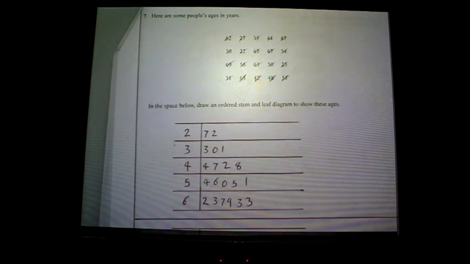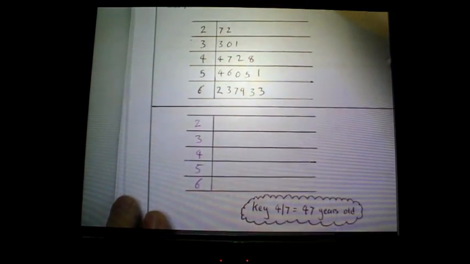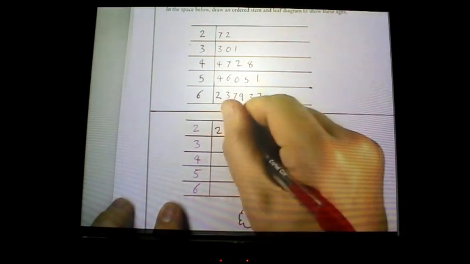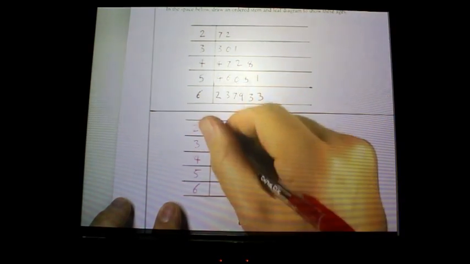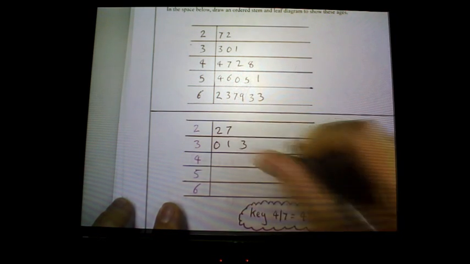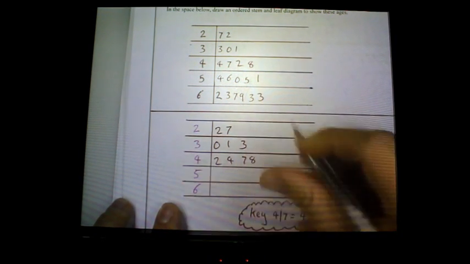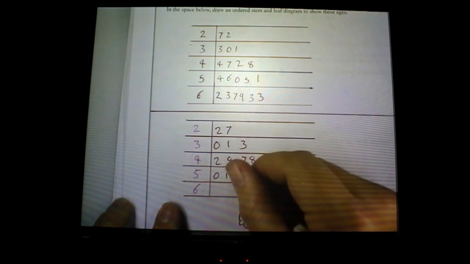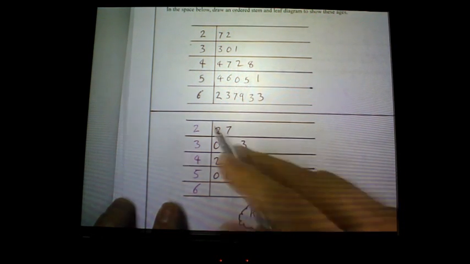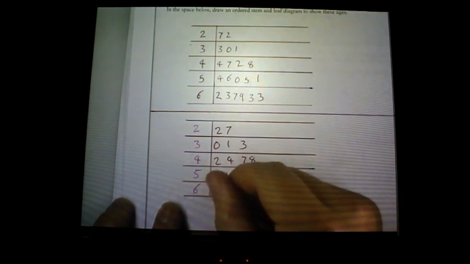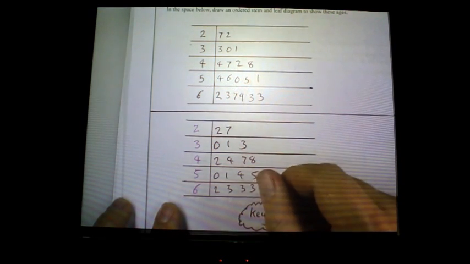Now this isn't right because it's not in order, so I've done a separate one below it, and now all I'm going to do is put them in order so you can see what I've done. That's obviously 2 and 7, that's done. That's 0, 1, 3, that's 2, 4, 7, 8, that one 0, 1, 4, 5, 6, and the bottom one is 2, 3, 3, 3, 2, 7, 9.